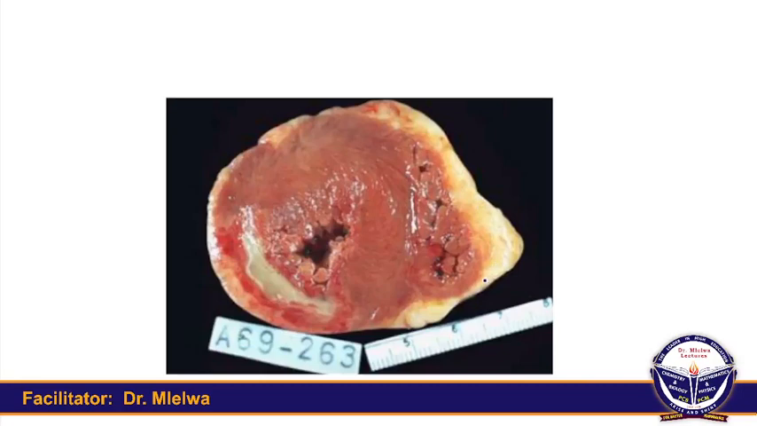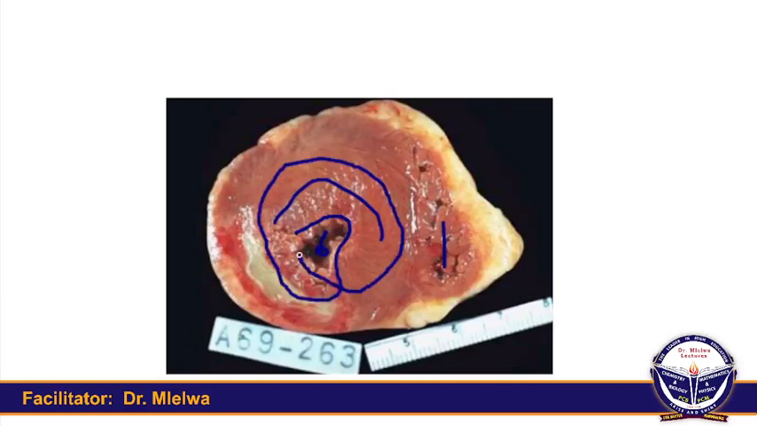Lakini pia unaweza kuona hii ni heart. Kwa nini ni heart? Unaona hizi chambers? Hii ni left ventricle. Hii ni right ventricle. Left ventricle inakuwa ina thick wall. Unaona hii wall ulivyo, it is thick wall and small lumen. Lakini huku unaona wall ni ndogo, sababu hapa kabisa panaonekana pana mpaka hapa, unaona.